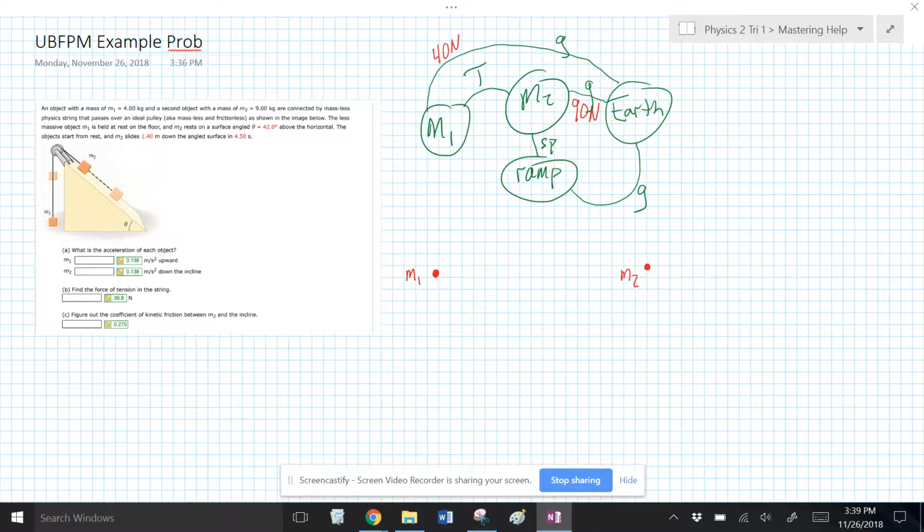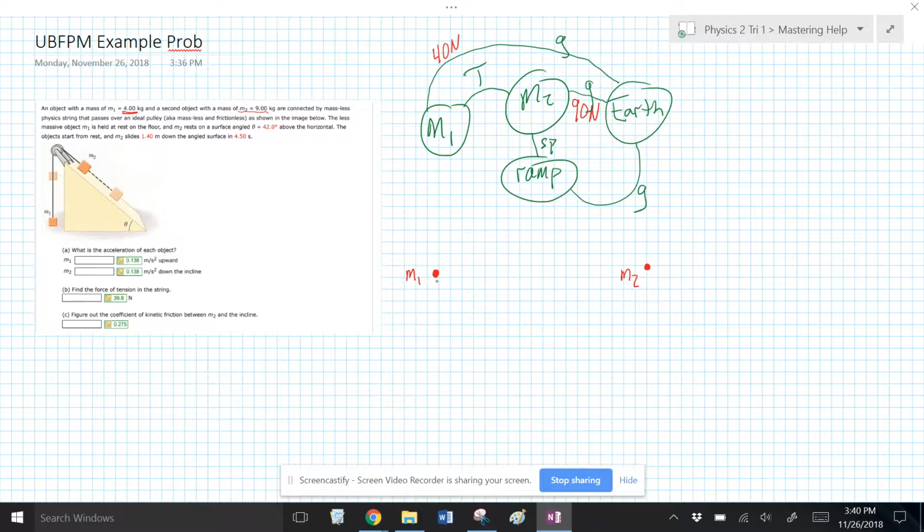So basically, string and pulley, all they're doing is providing a path for the force to get from M1 to M2. So I've got a system schema set up here, M1, M2. There's a tension between them. And then M1 experiences a 40 Newton gravitational interaction because it's got a mass of 4 kilograms. And M2, it's touching the ramp, so there's smoosh push there. 90 Newtons gravitational interaction with the Earth. And then, of course, the tension with M1.